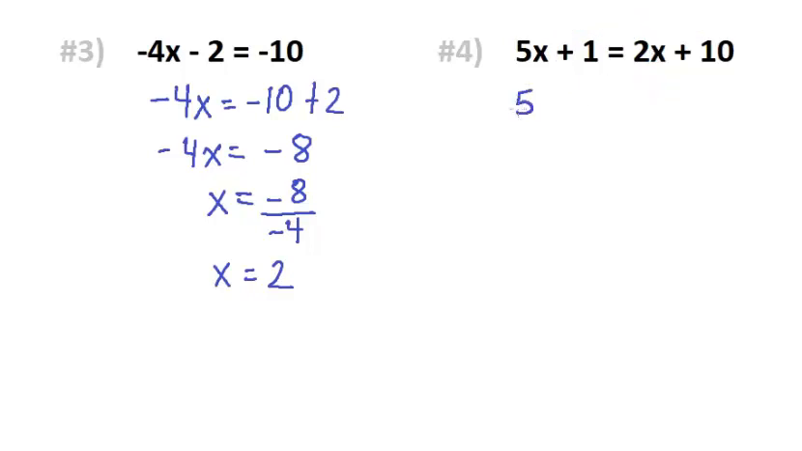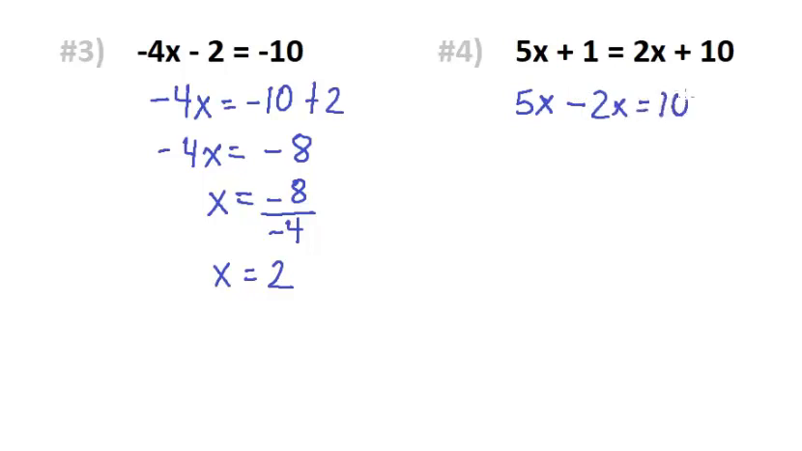So let's see. The 5x is going to stay there. This 2x is positive. Why? Not because of this plus. This plus belongs to the 10. It has nothing to do with the 2x. But the 2 doesn't have any minus. If it had a minus, then you would know it's negative, but it's not. Okay? It's positive. So if you move it, the sign is going to change. Now it's going to be negative 2x.